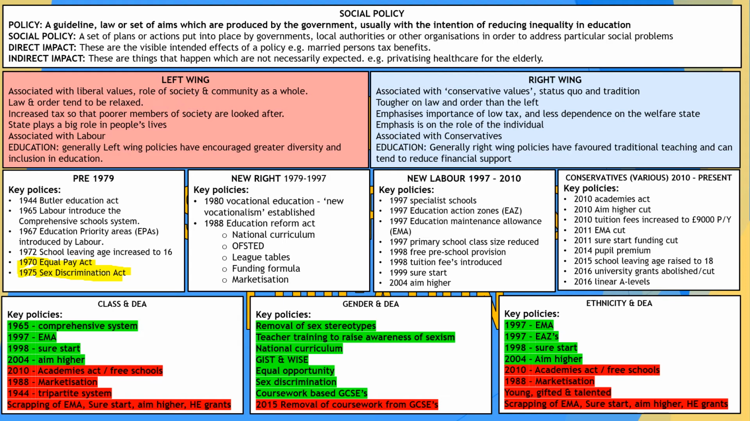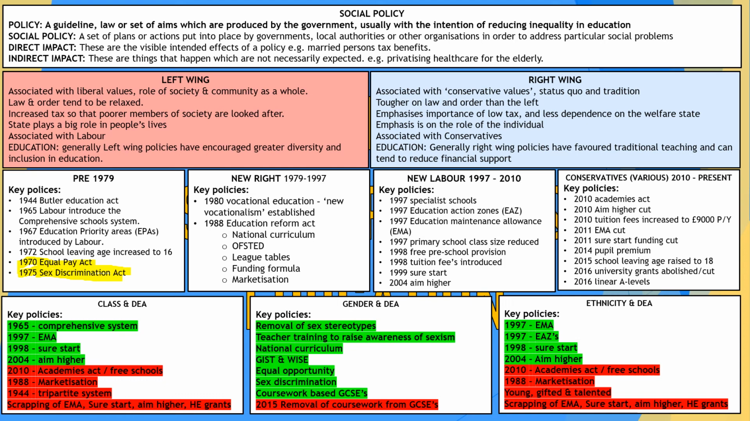In terms of gender, policies which improved women's position. So removal of sexual stereotypes, teacher awareness of sexism, the national curriculum, GIST and WISE, and those equal opportunity and sex discrimination policies. Policies which may have had a negative impact on gender and girls is obviously removal of coursework. Now, obviously, with this being in mind, just remember boys and girls obviously have different experiences of education. So some policies that are good for girls would have been bad for boys and vice versa.